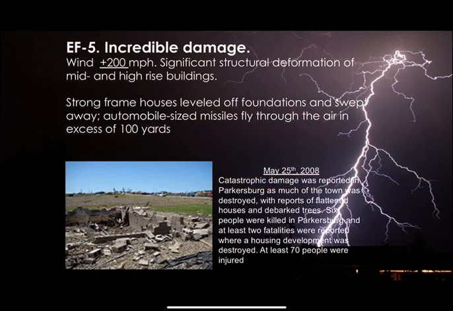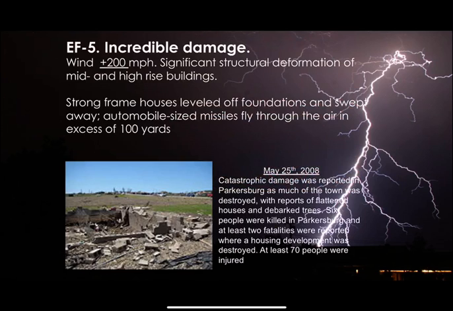And last but not least, EF5. With an EF5 tornado, you have winds of over 200 miles per hour. And with this, there's usually nothing left. It's the most devastating type of tornado out there. You'll have significant structural deformation of mid and high-rise buildings, and strong frame houses will be leveled off their foundations and swept away. Cars become missiles as they fly through the air and travel hundreds of yards.